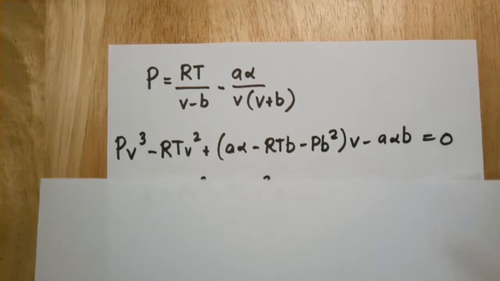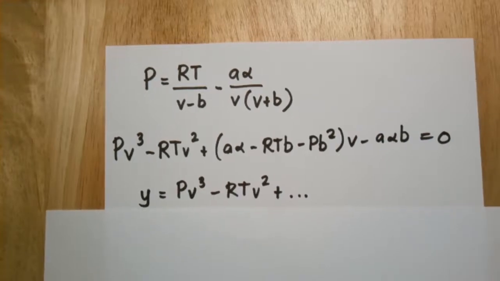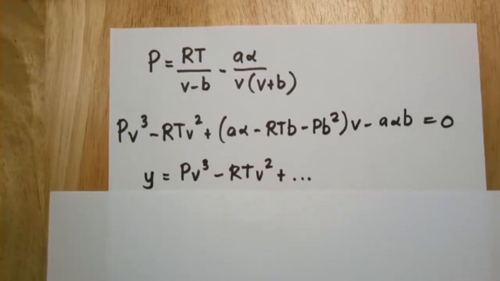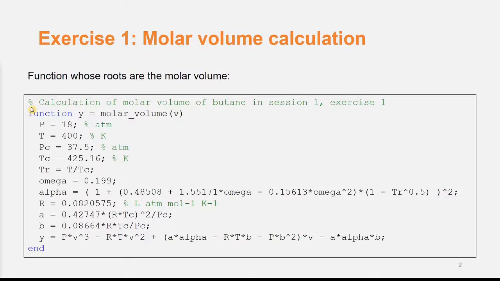In Matlab, we need to implement this as a function that returns y equal to pV cubed minus RTV squared, and so on. And then pass this function to fzero in Matlab to get the roots. So this is the function that does that. It takes the molar volume V as an input argument and returns y, which is our rearranged RKS equation.